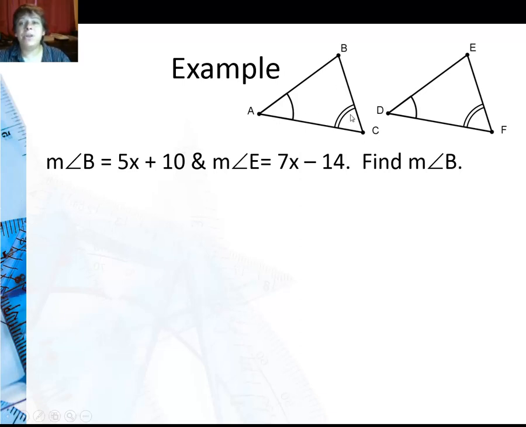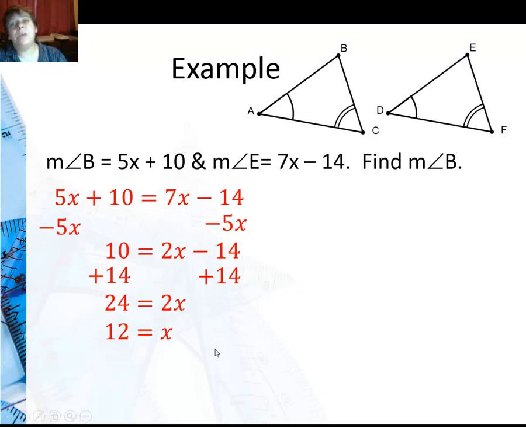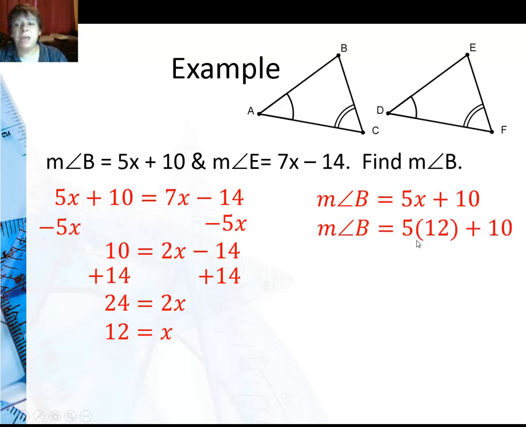I don't have to know how big angle A, C, D, or F is, because I know these two are congruent, which means they're equal. So I can set their measures equal. Subtract 5x from both sides, and I get 10 equals 2x minus 14. Add 14 to both sides, and I get 24 equals 2x, or x is 12. Substitute back into the measure for angle B: 5 times 12 plus 10, or 60 plus 10, which is 70. So the measure of angle B is 70.